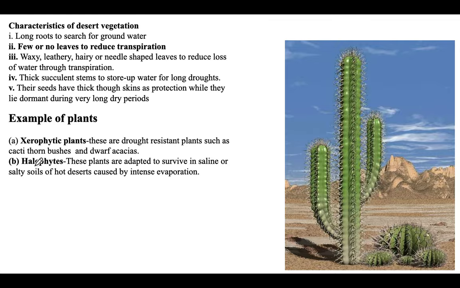And then we have halophytes. These are plants adapted to survive in saline or salt soils of hot deserts caused by intense evaporation. Those are some of the plants. So they can ask on hot desert plants and their features, so we need to know the features. Then also we look into the other one.